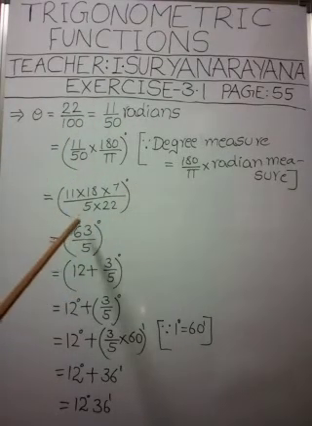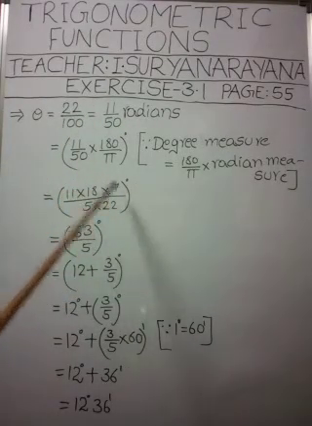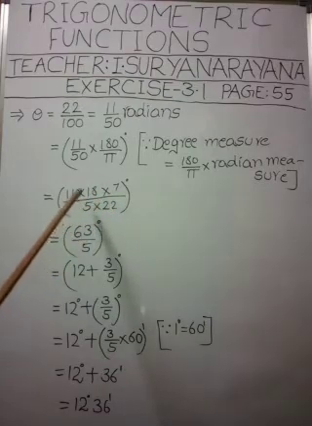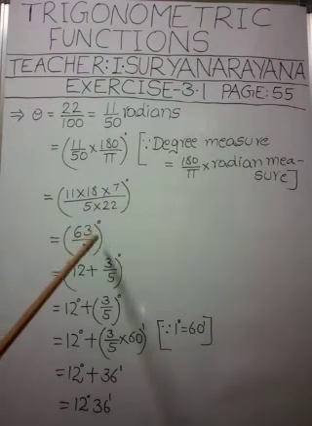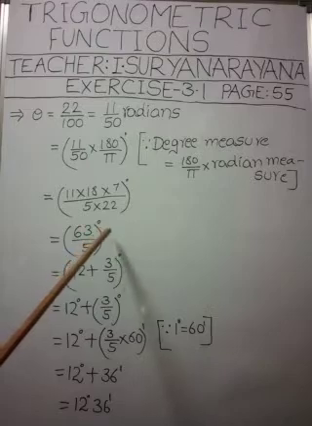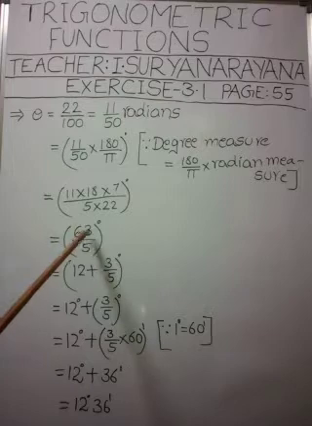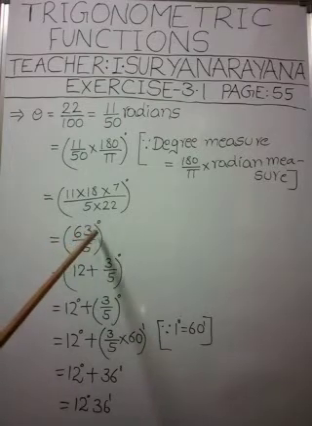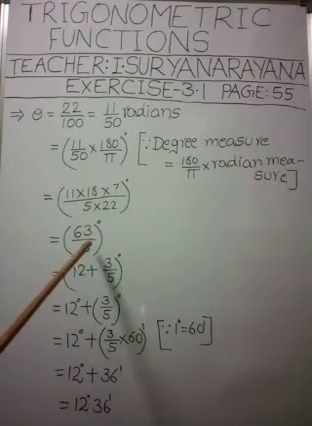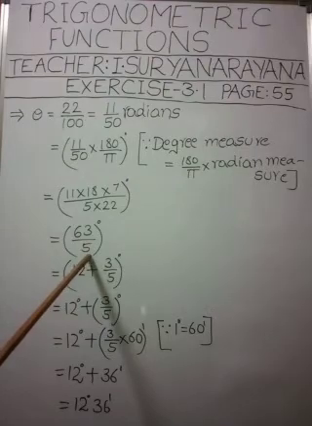Right. Now we have to simplify this number. By simplifying the number, we get 63 by 5 degrees. Understood this step, my dear children? After simplification, we get 63 by 5 degrees. If you observe this number, it is an improper fraction. So we have to convert it into a mixed fraction. We did this yesterday. We follow the same steps here also.